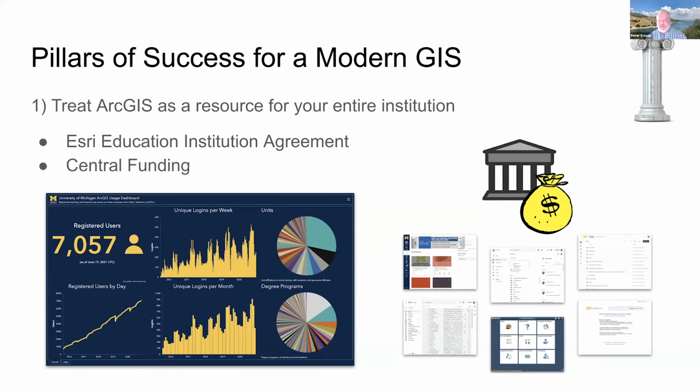And so treating it as a resource for your entire institution, the Esri Education Institution Agreement covers your entire institution, which makes it easy. Central funding helps with that, but basically you're going to treat the system just like you do your email or your learning management system or some of your HR systems or productivity apps. It's a tool for everyone on your campus.